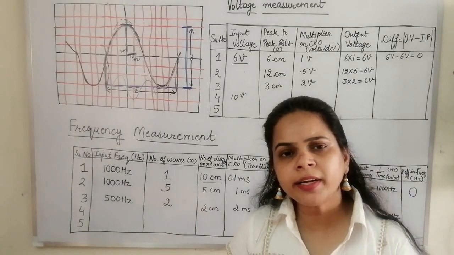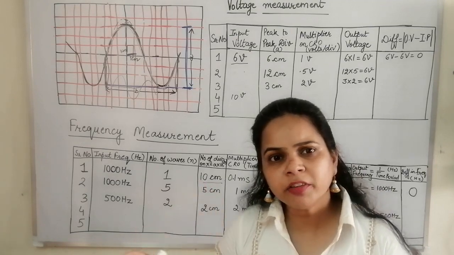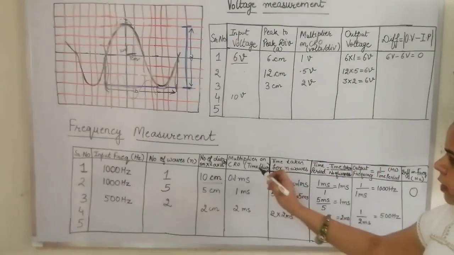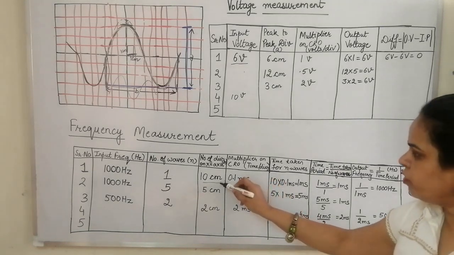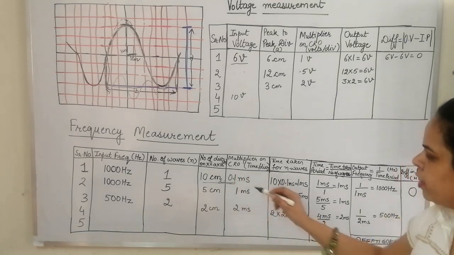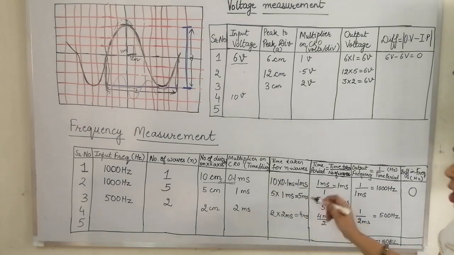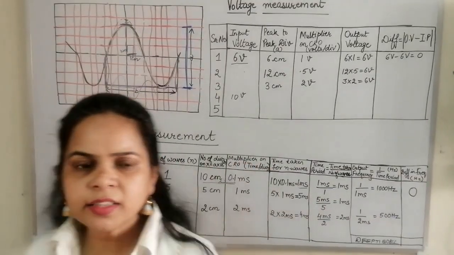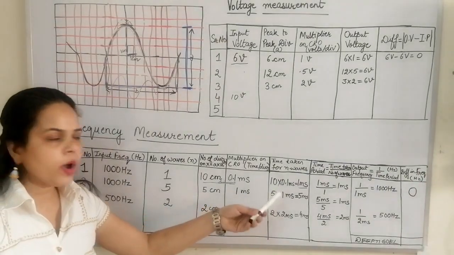For frequency measurement, time measurement, we take the value of the time per division knob. So the multiplier on the CRO, that is time per division, is 0.1 milliseconds. Now we multiply these two values. So 10 into 0.1 gives you the value of 1 millisecond. This is the time for one wave.